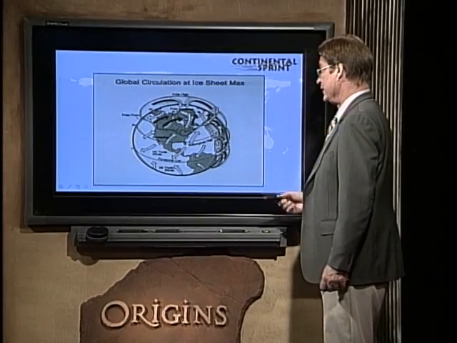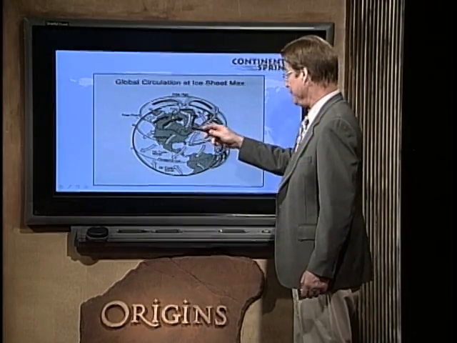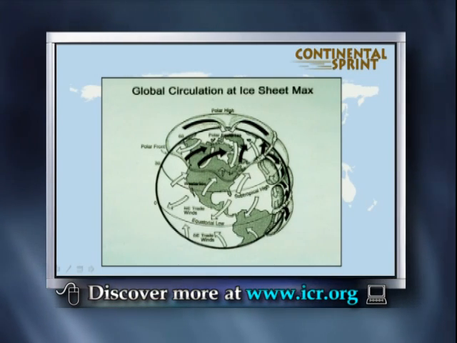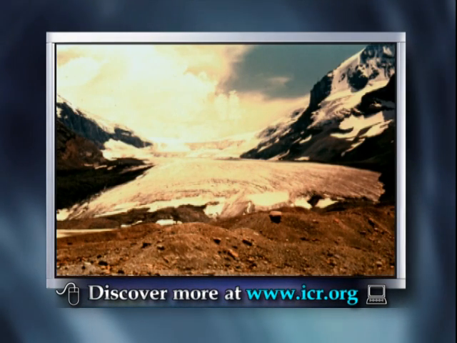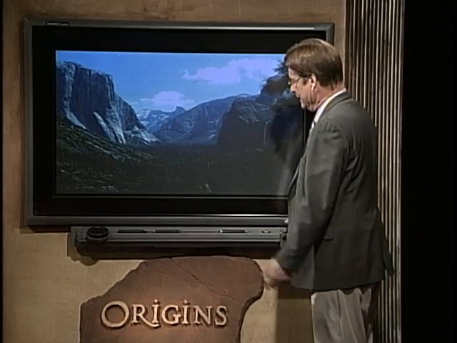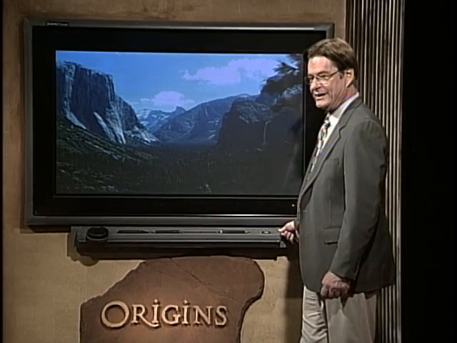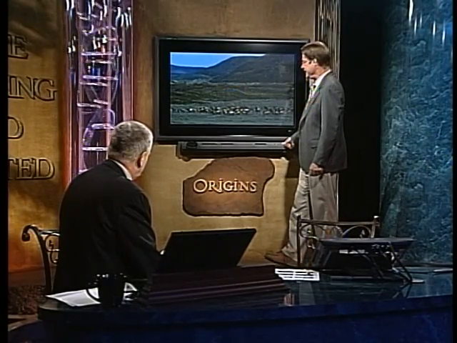So we can imagine the global circulation at ice age max. When the ice age and ice sheet was fully formed, there was ice over a large part of Canada, a large part of northeastern United States, and over Europe and Asia as well. And this transformed the planet. Of course, these big glaciers left their imprint. Even Yosemite Valley in California was a giant glacier that came down through this valley, cut the granite and made the U-shaped valley. Tremendous force in those glaciers. And those glaciers are powerful post-flood erosion agents.